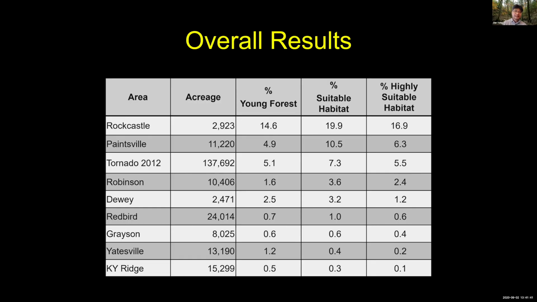So for those study areas, what we found is that except for the Rock Castle WMA, all other study areas have a very, very small proportion of young forest, less than 5%, and most of them even less than 3%. Consequently, the suitable habitat for those young forest type species is really small in eastern Kentucky.